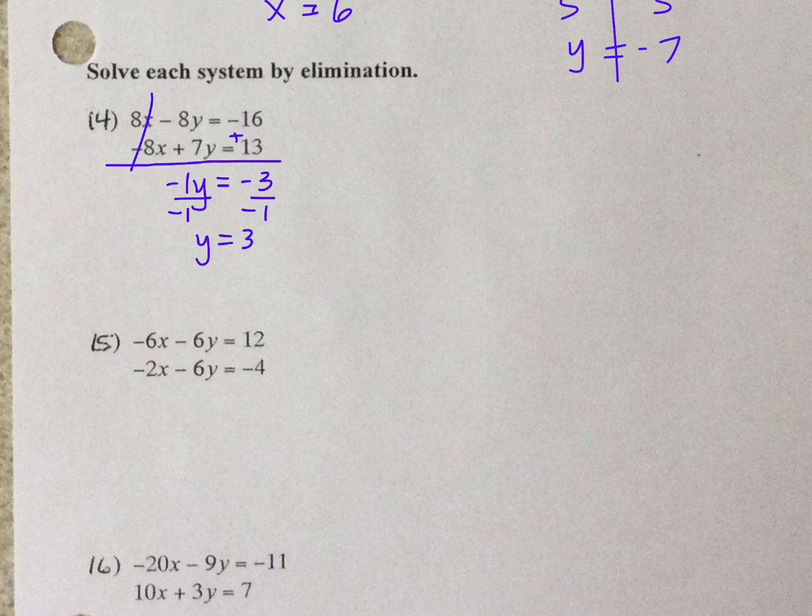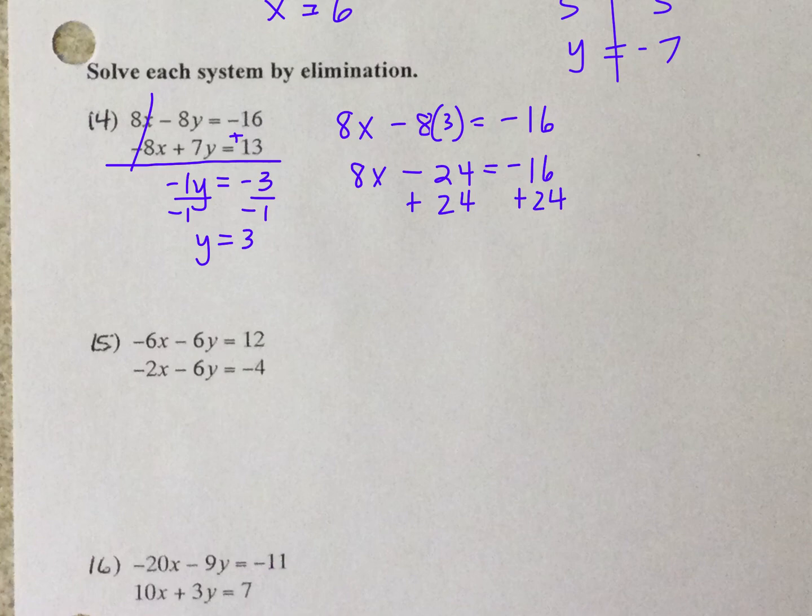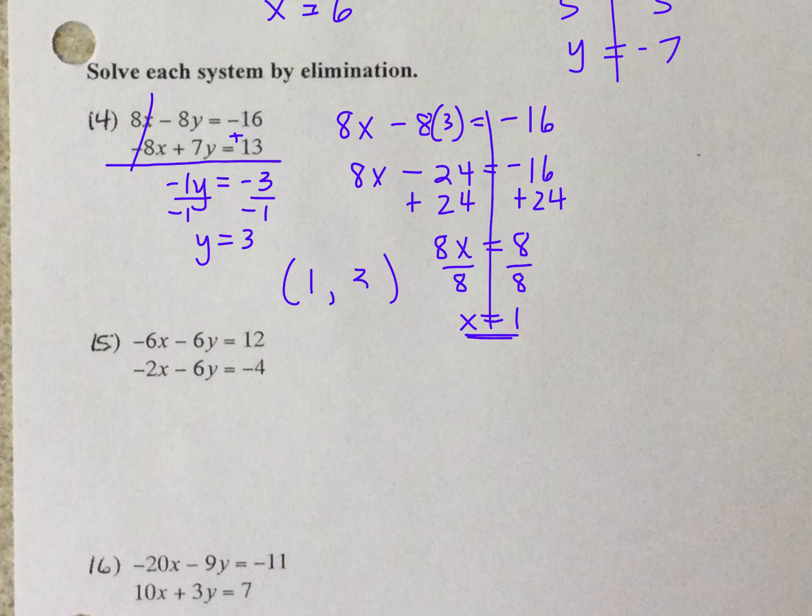So now that I know my y, I'm going to rewrite my first equation. And instead of y, I'm going to erase it and put in the 3. So 8x minus 24 equals negative 16. I'm going to add 24. I get 8x equals 8. Divide, I get x equals 1. Remember, when you write your final answer, the x comes first, then the y.